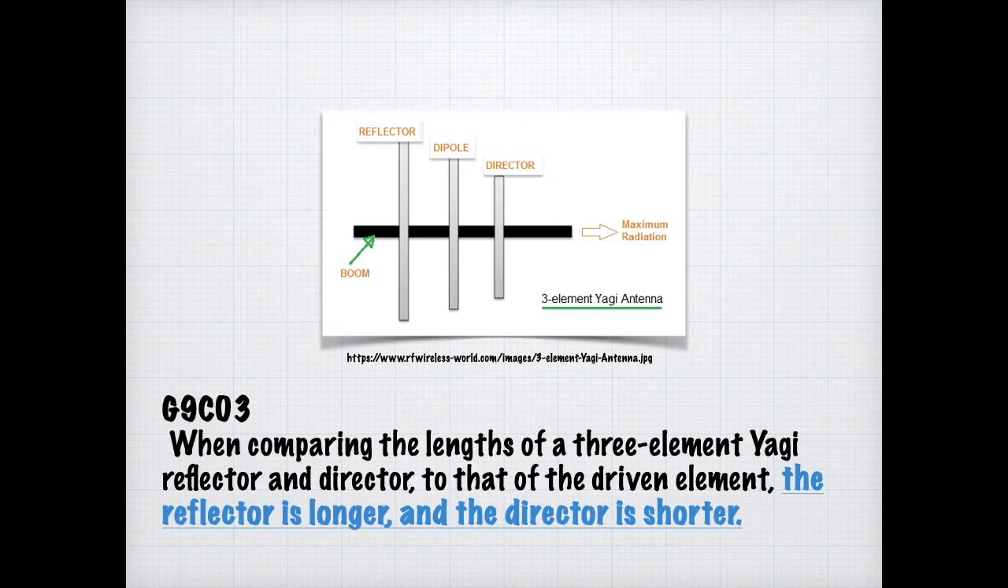The shortest element of a Yagi antenna is the director. As the name implies, the Yagi director points the way towards the receiving station. Conversely, the reflector is always the longest element in a Yagi array. For the exam, you need to know that when comparing the lengths of a 3-element Yagi's reflector and director to that of the driven element, the reflector is longer and the director is shorter.